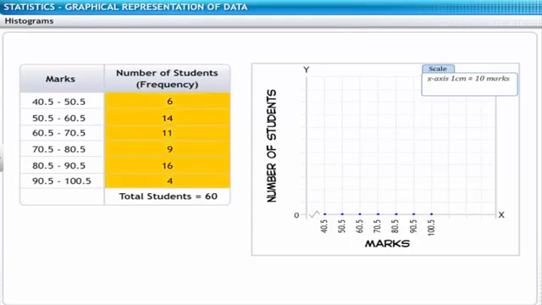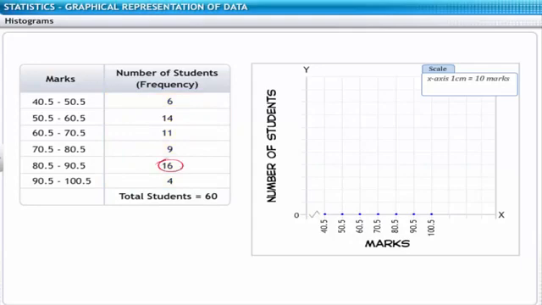Next, we look at the maximum number of students to decide on a suitable scale for the y-axis. The maximum value is 16, so we can choose a scale of 1 centimeter is equal to 2 students and mark 10 such points on the y-axis to represent a maximum of 20 students.